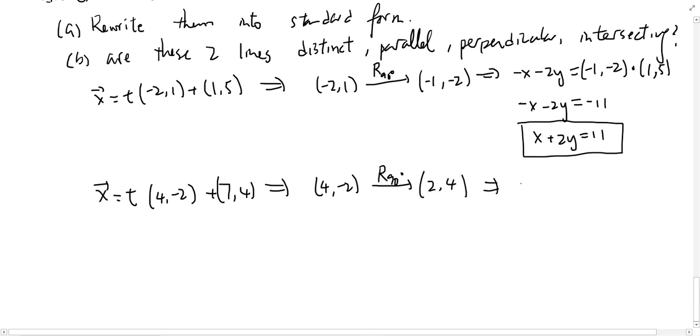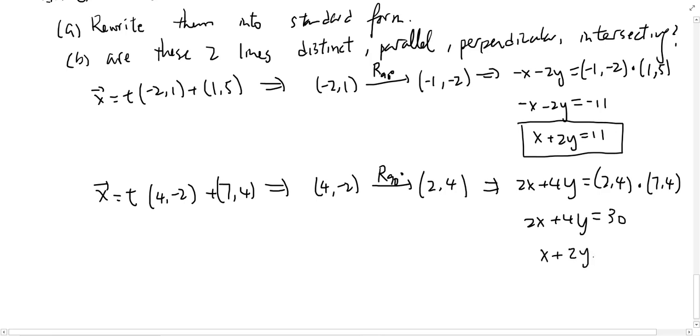And then now I'm going to write my equation. It will be 2x plus 4y equal to (2, 4) dot product (7, 4). And when I do that, I have 2x plus 4y equal to 2 times 7 is 14, 4 times 4 is 16, so 14 plus 16 is 30. And therefore, if I reduce it, that will become x plus 2y equal to 15.